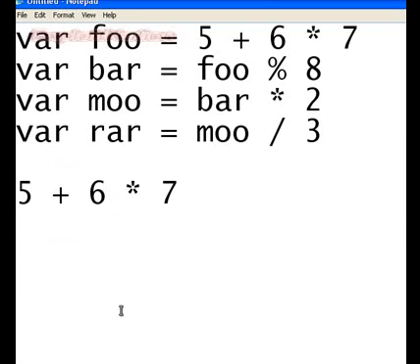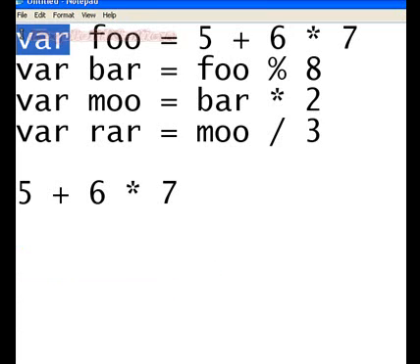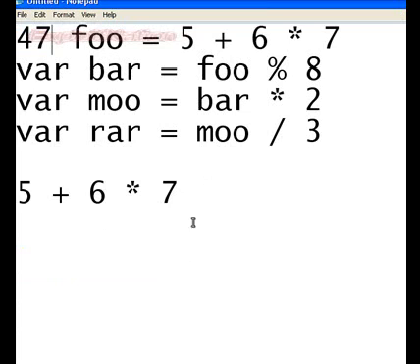This is basic algebra. The rule of algebra is multiplication before addition. 6 times 7 equals 42 plus 5 equals 47. So we have 47 for foo. Okay?